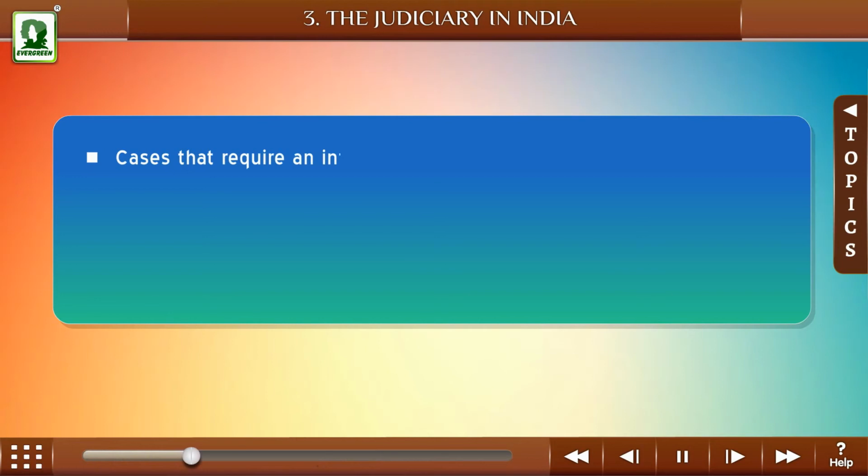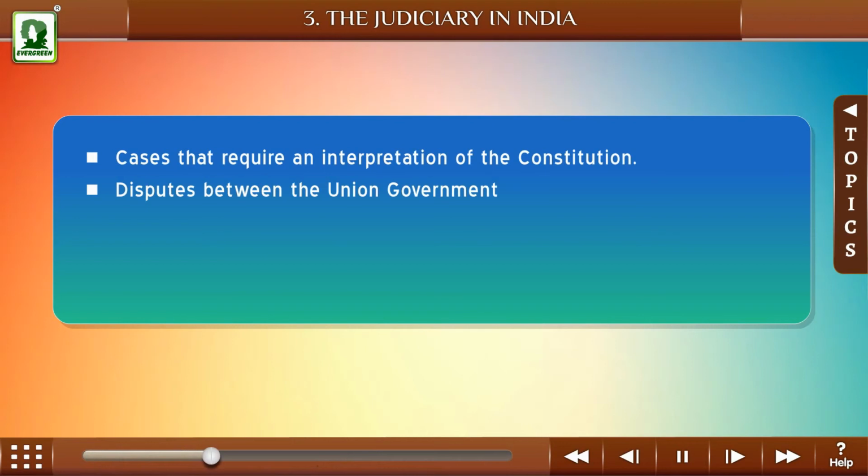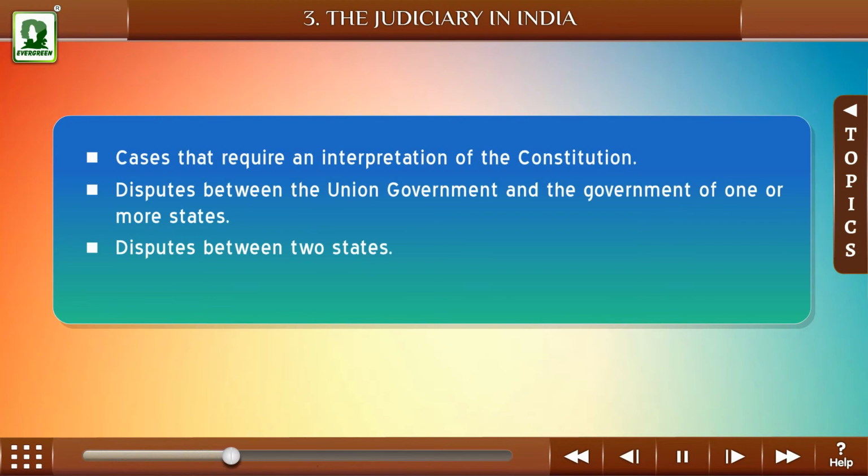cases that require an interpretation of the Constitution, disputes between the Union government and the government of one or more states, disputes between two states, disputes regarding violation of fundamental rights.